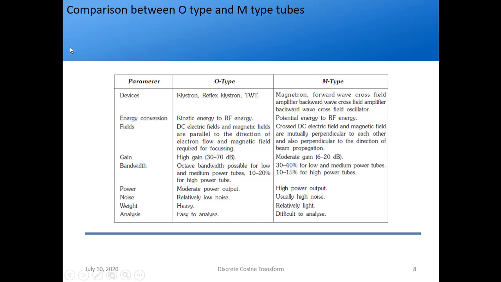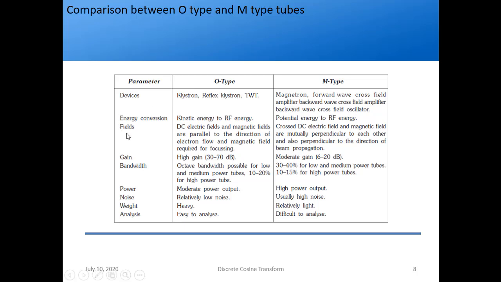Next is the comparison between O-type and M-type tubes. O-type and M-type, and the parameters we have. What are the devices for O-type? As we saw, klystron, reflex klystron, or a TWT. For M-type, magnetron, forward wave crossfield amplifier, backward wave crossfield amplifier, or backward wave crossfield oscillator, which is nothing but a backward wave oscillator or BWO. How does the energy conversion take place? It takes place from kinetic energy to RF energy in an O-type tube, and in an M-type tube, for example in a magnetron, it goes from potential energy to RF energy. You may not understand this, so we'll see it when we study the structures.